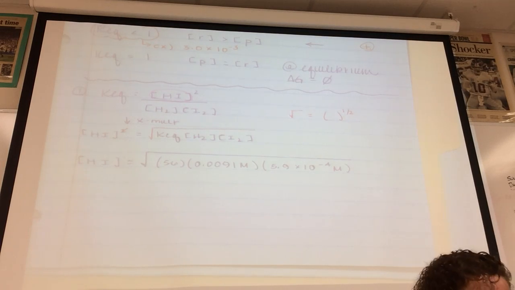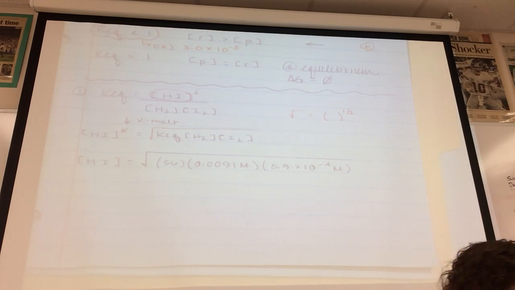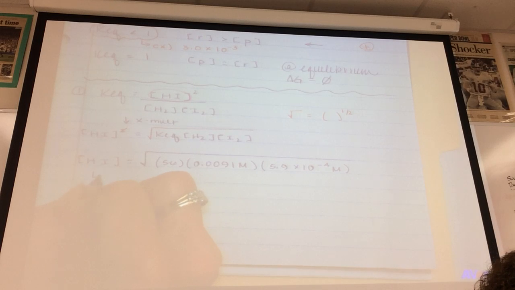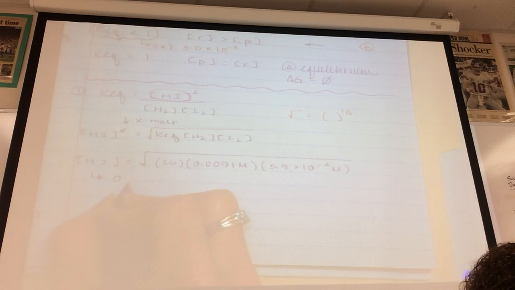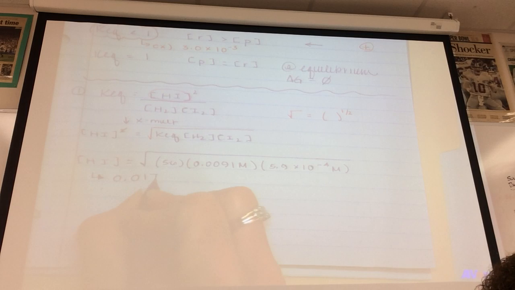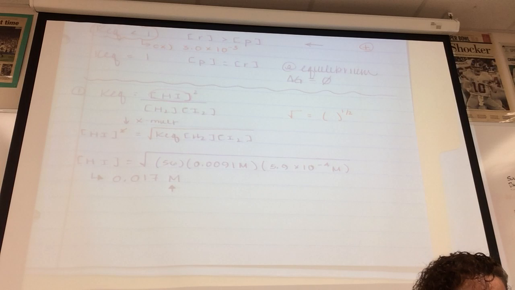And I'm going to have 56 times 0.0091 times 5.9 EE negative 4. And I'm going to take the square root of that, or you can take it to the 1/2 power. And I've got a concentration of 0.017 molar, unit of molarity for concentration.